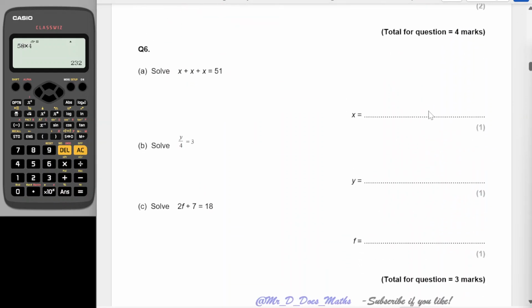Question 6, solve. If I simplify that, that would be 3x is equal to 51. Divide both sides by 3, x is going to be equal to 51 divided by 3, 17. For the next one, I'm going to times both sides by 4, so y would be equal to 12. And finally, solve this one. So we're going to start by minusing 7 from both sides, so 2x is equal to 11, then divide both sides by 2. So x is equal to 10.5.